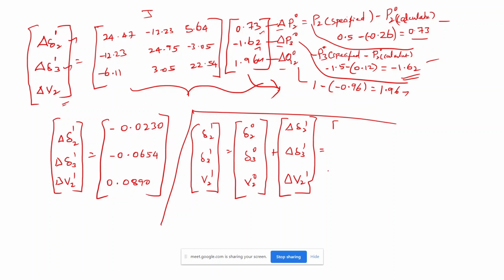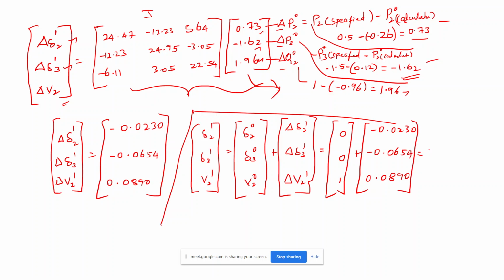So what will be the value for the old value? We have considered the old assumed value, right? Zeroth iteration is nothing but assumed. We assumed this value as 0, this is also 0, and we assumed the slack voltage for V2. So this is the old value plus the new value, that we have found out here, that is nothing but minus 0.0230 and this is minus 0.0654 and again this is 0.0890. So if you add, that is your final value for the first iteration.